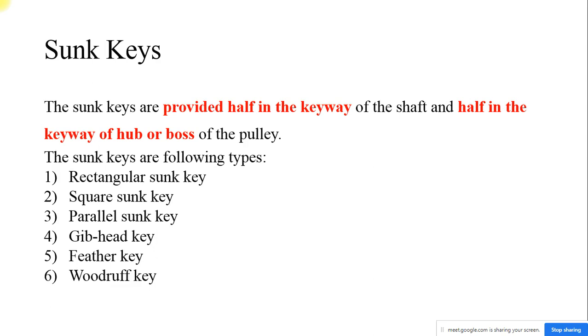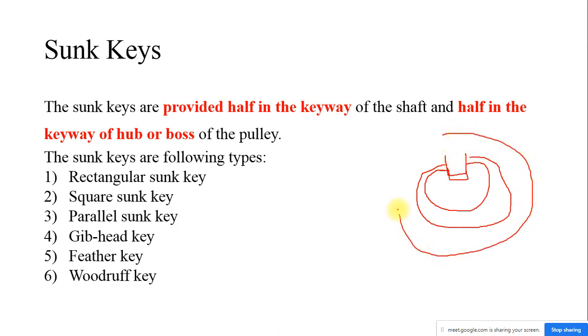The sunk keys are provided half in the keyway of the shaft and half in the keyway of the hub. Imagine this is your shaft where you have a keyway, where half of the key will be in the keyway and the remaining will be in your hub. This is a hollow hub, where it also consists of a keyway.